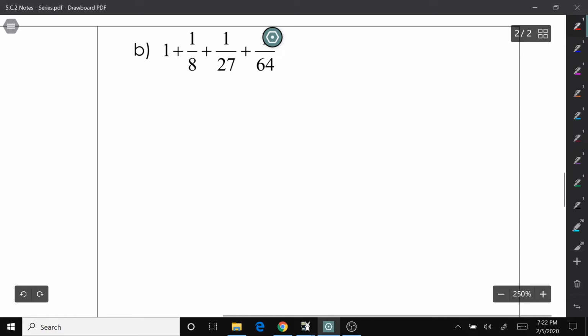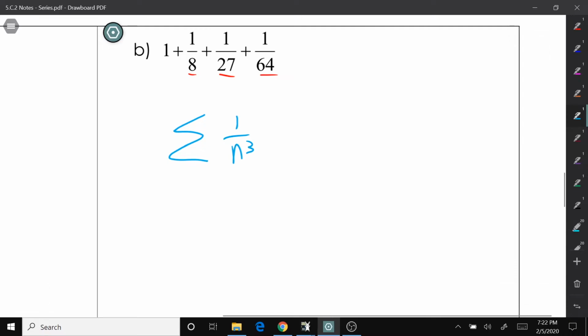We have 1, 1 over 8, 1 over 27, and 1 over 64. So we've seen this before where 2 to the third power is 8, 3 to the third power is 27, 4 to the third power is 64. So our function here is going to be 1 over n to the third power, and we're starting at 1, so n equals 1, and we stop at the fourth one.